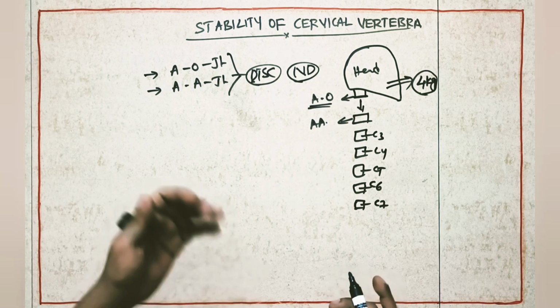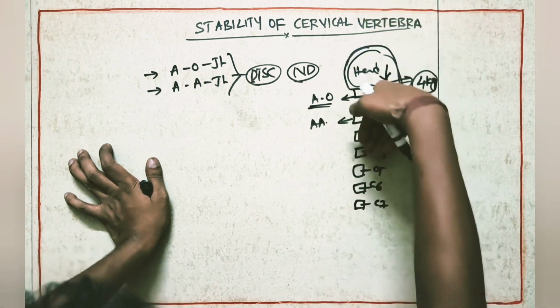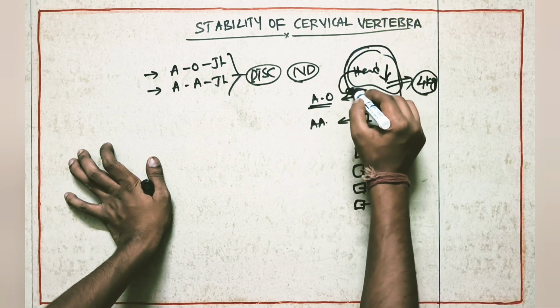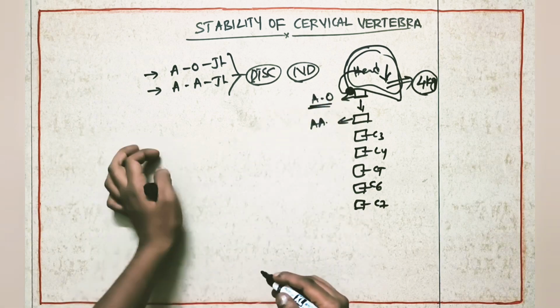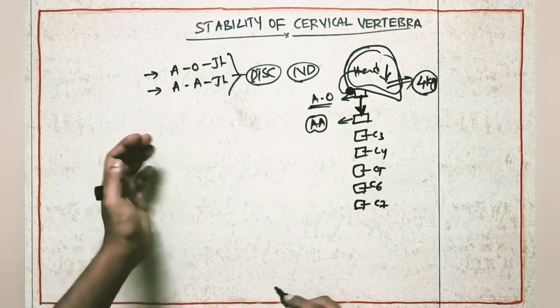So because there is no disc, the weight of the head is going to give compressive force. That compressive force will come directly to the articular facets of the atlanto-occipital joint. From there it will transfer to the atlanto-axial joint.